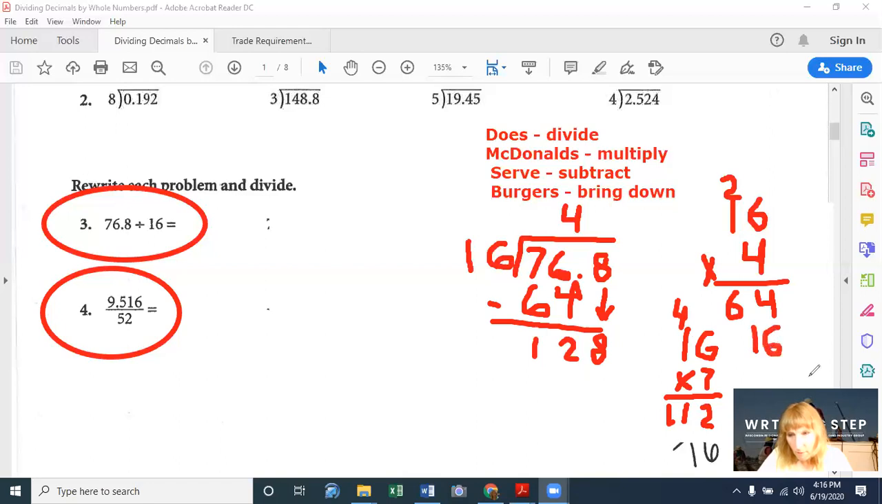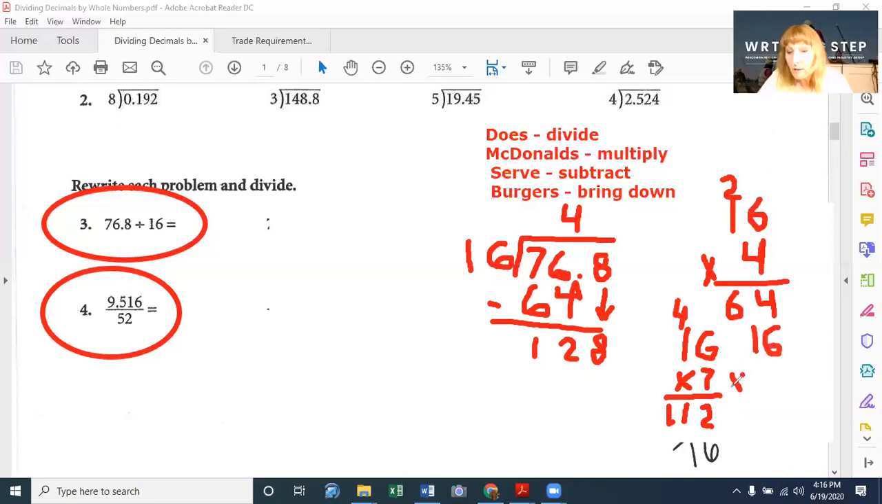16, I'm going to put myself out of the way here. 16 times 8. 6 times 8 is 48. Carry the 4. 8 times 1 is 8 plus 4 is 12. So that's exactly 128. So the answer is going to be an 8 up here.